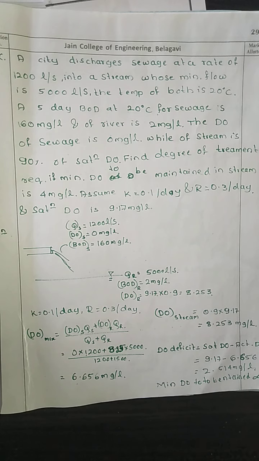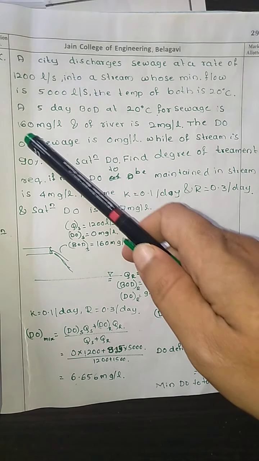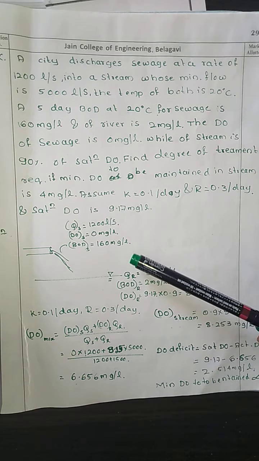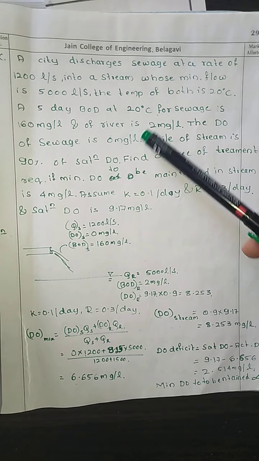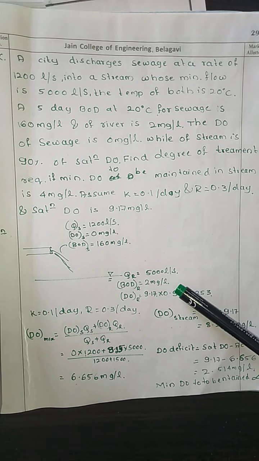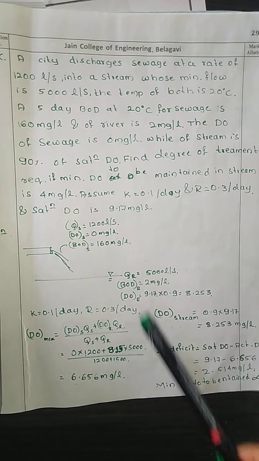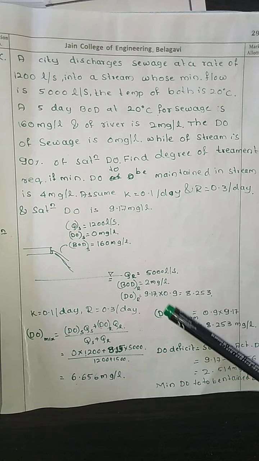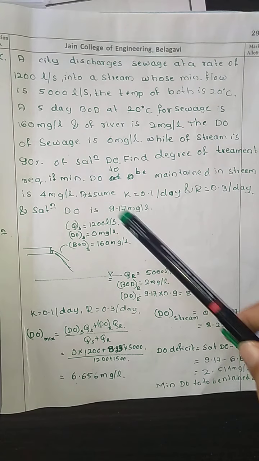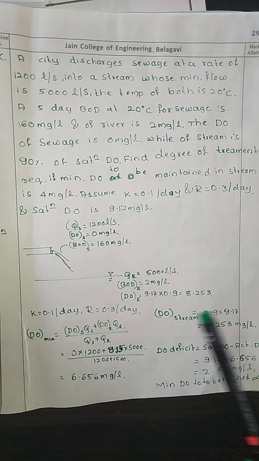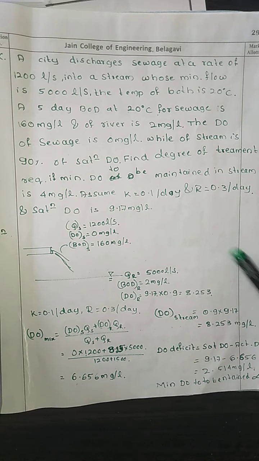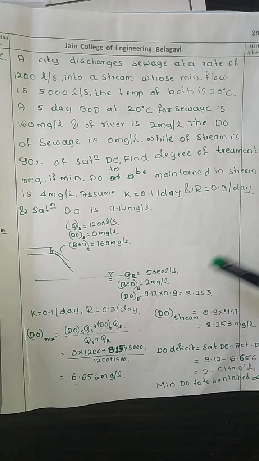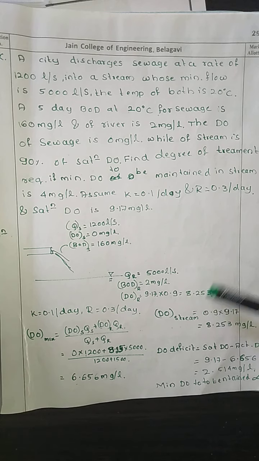The 5-day BOD at 20 degrees Celsius for the sewage is 160, which is written over here, and that of the river is 2 mg per liter. The DO of the sewage is 0, while the stream is 90% of the saturation value. Now the saturation value they have given as 9.17. So 9.17 into 0.9, we are going to get 8.253. So that will be the DO of the river.